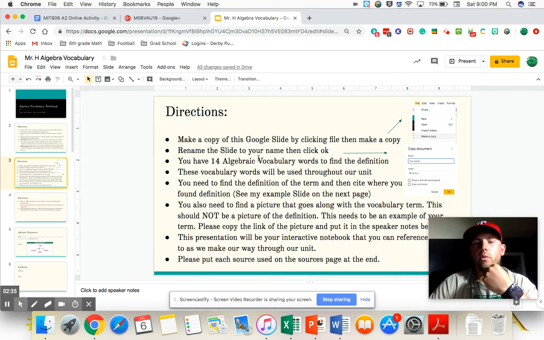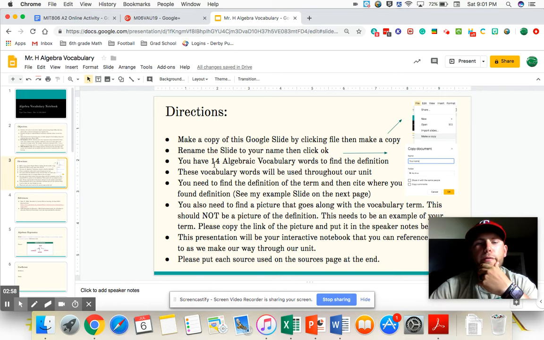So they're going to rename their slides, and then they're going to create their own, and then they can share it with me so I can go in and give them points for completing this. But this is all for them. This is something that they'll be able to reference throughout the algebra unit, and probably something that I would let them use on our summative assessment.